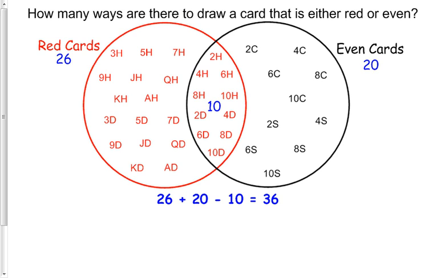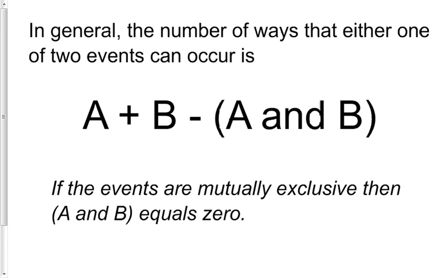Now in general, if I'm picking 2 different events and trying to find the probability, or how many different ways there are to pick either one or the other, I can add up each of the individual events and subtract out where they overlap. My note at the bottom says that if the events are mutually exclusive, then that last little section, in parentheses A and B, is just going to equal 0. So when it's mutually exclusive, it's just A plus B. If it's not mutually exclusive, it's A plus B minus the overlap.